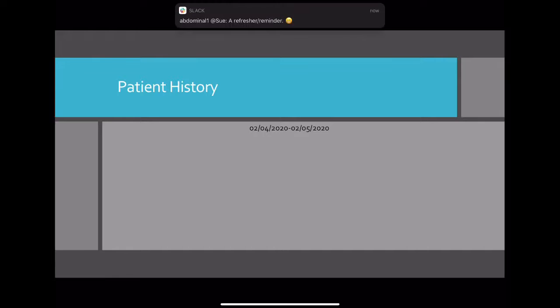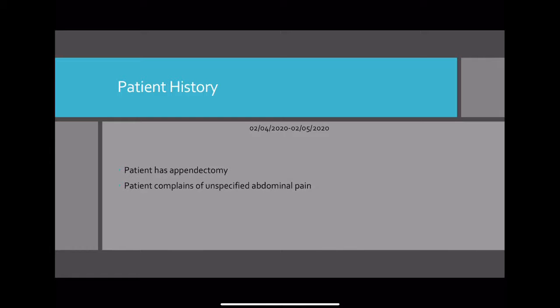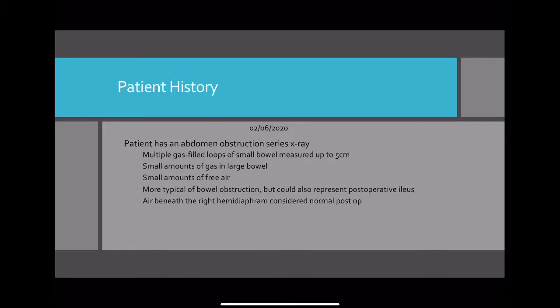From February 4th to the 5th, the patient has an appendectomy. The patient complains of unspecified abdominal pain, and the patient complains of vomiting. On the 6th, the next day, the patient has an abdominal obstruction series x-ray.